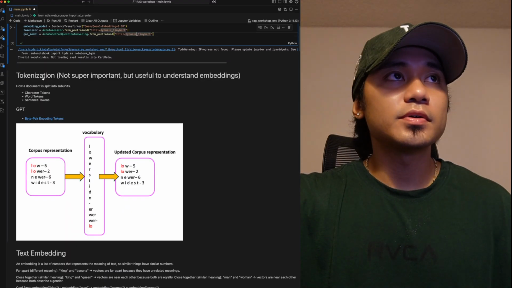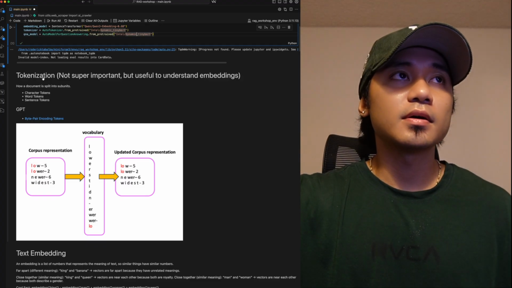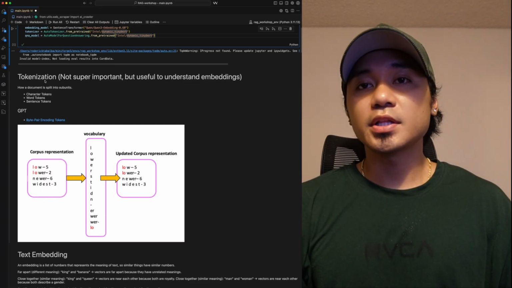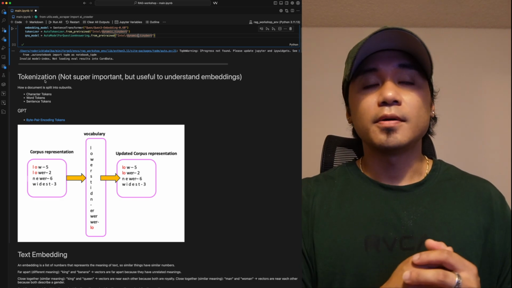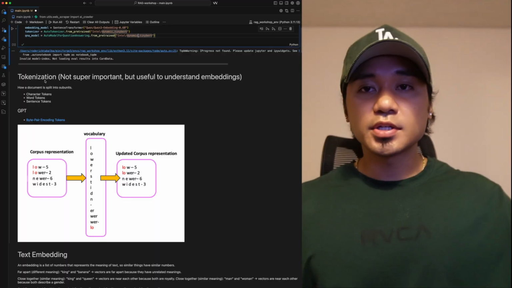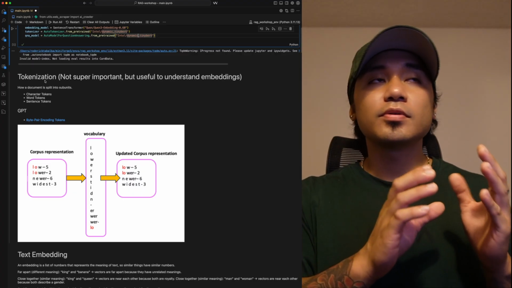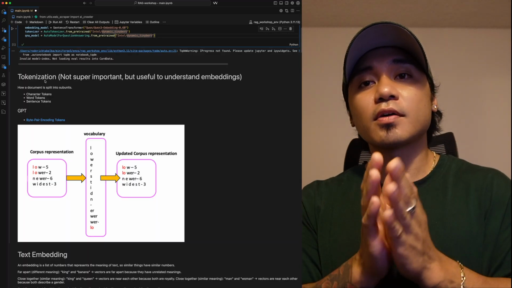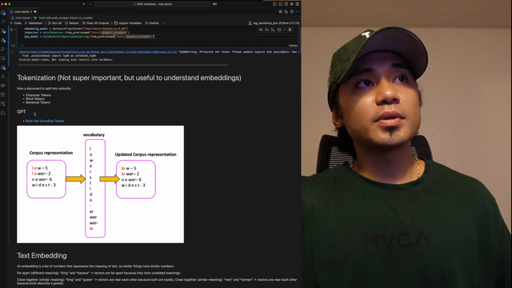So the first thing you need to know that's not super important, but it's also useful to understanding what embeddings are, is called tokenization. So tokenization is basically how you would break up your documents into smaller subunits. So imagine you have a large document that is 1,000 words long or 1,000 tokens. You can break up that document into smaller subunits. So you can have character tokens, you could have word tokens, you can even have sentence tokens.